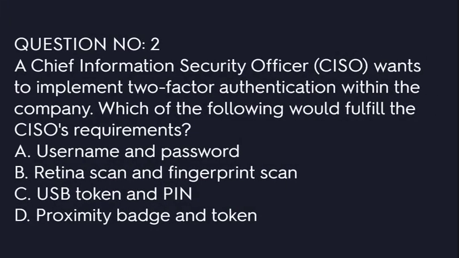Question 2. A Chief Information Security Officer wants to implement two-factor authentication within the company. Which of the following would fulfill the CISO's requirements? A. Username and password. B. Retina scan and fingerprint scan. C. USB token and PIN. D. Proximity badge and token. C.